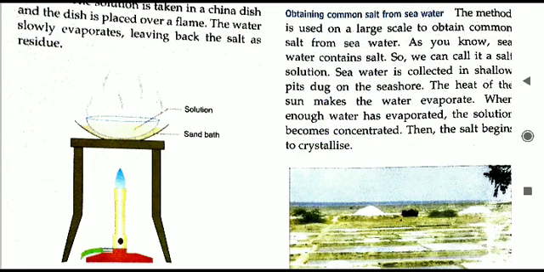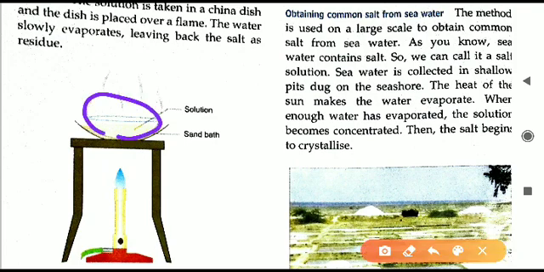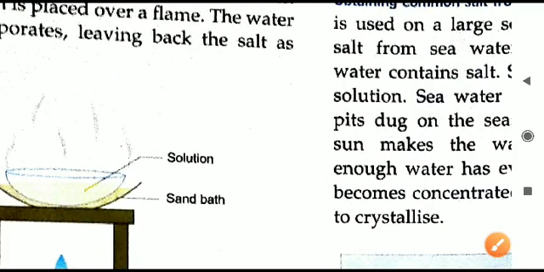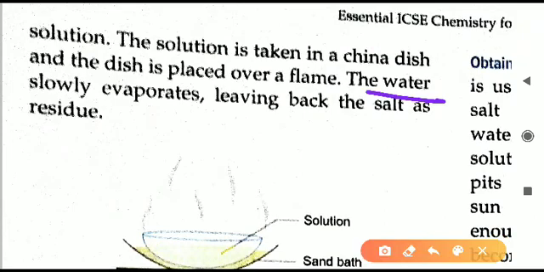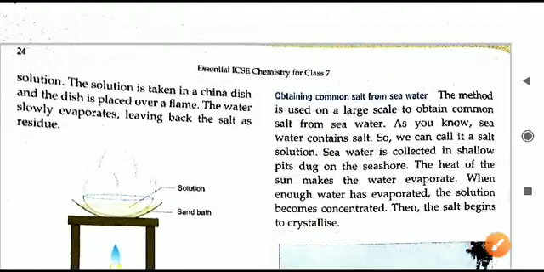So this process is giving us what? At the bottom, what will remain behind? Water has gone in the air in the form of vapor. What will be left behind is salt. So this is what is given in this line. You can see the water slowly evaporates, leaving back the salt as the residue. So salt and water can be separated by this method.